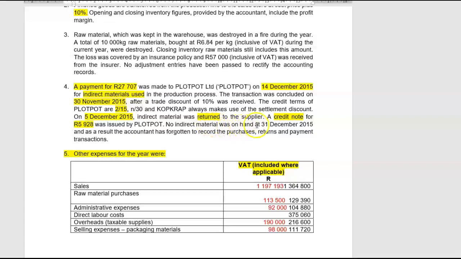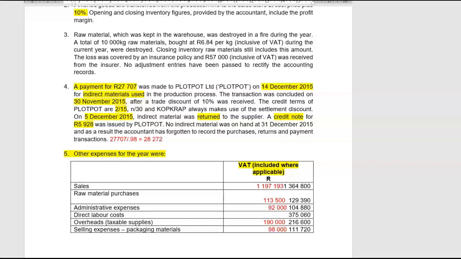No indirect material was on hand as at 31 December 2015, and as a result of that, the accountant has forgotten to record the purchases, the returns, and the payment transactions. So the first part of the question wants you to record that. Now, if we look at the amount paid, let's have a look there. How much did we pay? 27,707. What does that represent? That represents 98% of the amount that we actually owe the creditor.